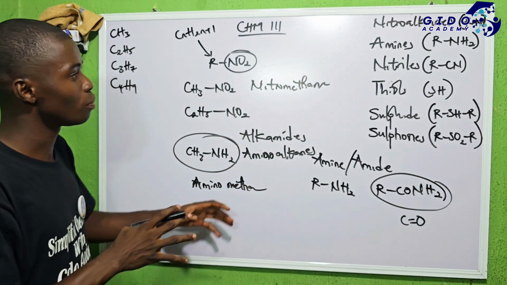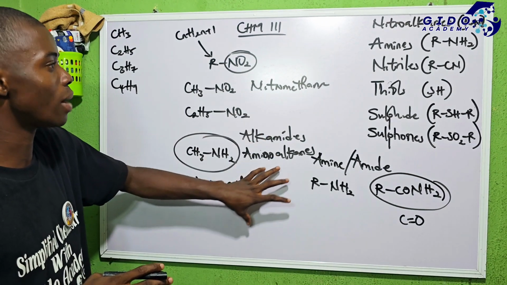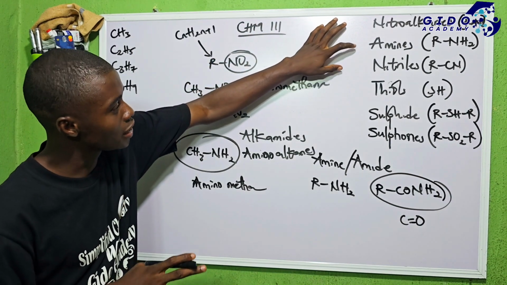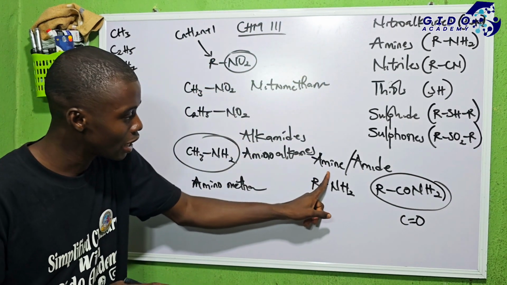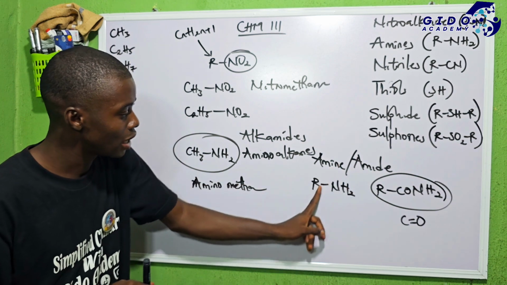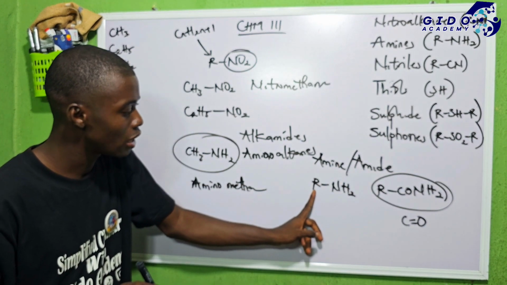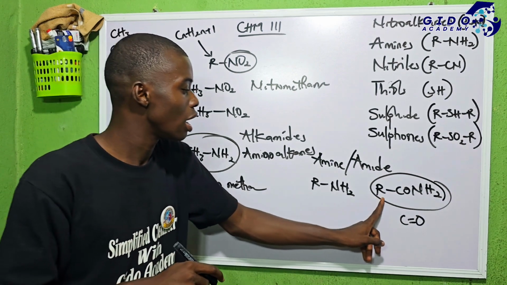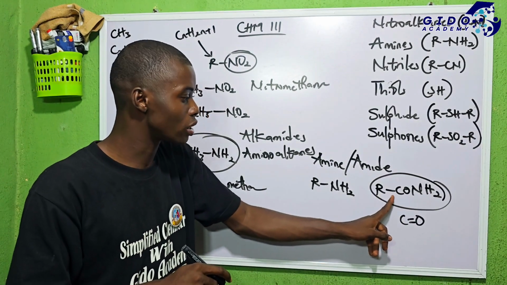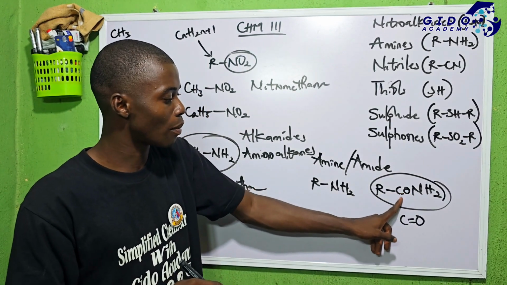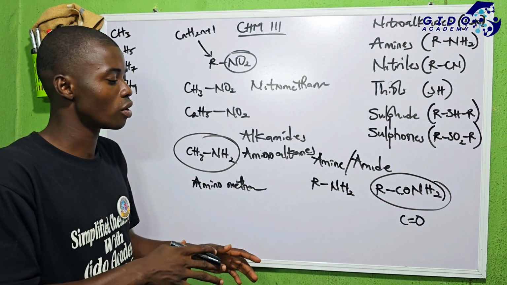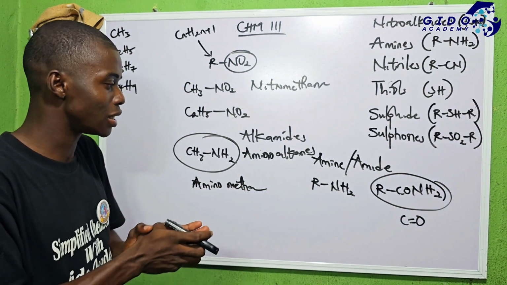So that is exactly what you are supposed to know about the nitroalkane and the amine. Please take note, there is a difference between amine and amide. Amine has a direct bond between carbon and nitrogen, but amide has a direct bond between carbon and oxygen before carbon to the nitrogen functional group. So this is something you should take note of. Don't confuse them. Amine differs from amide.